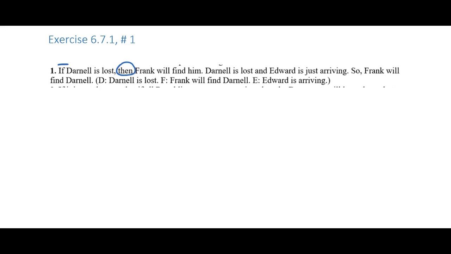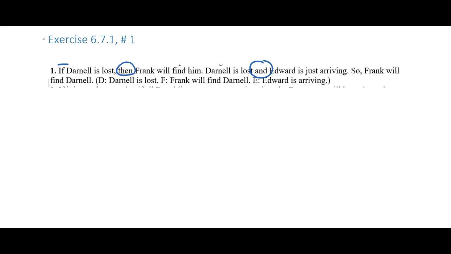The second premise, on the other hand, is a kind of statement that is known as a conjunction. The main logical operator is and. Darnell is lost and Edward is just arriving. And the conclusion is a simple statement, so there will not be any symbol besides the letter that stands for Frank will find Darnell.